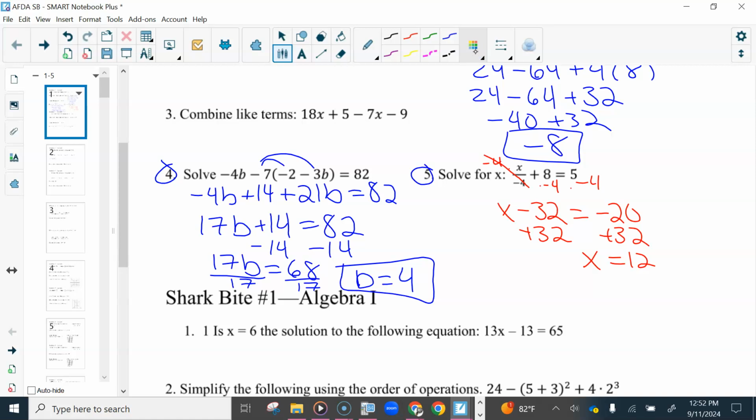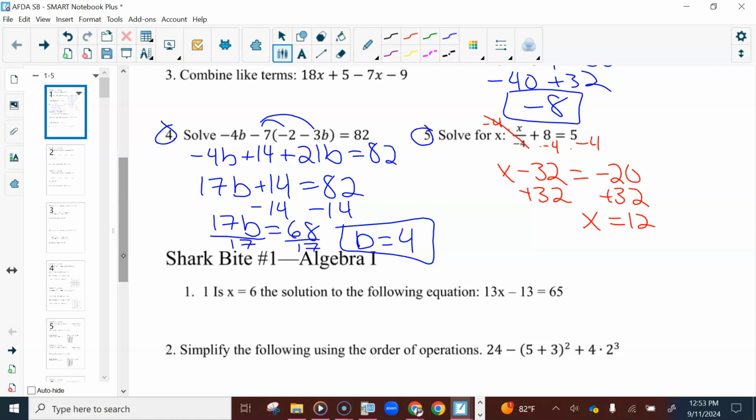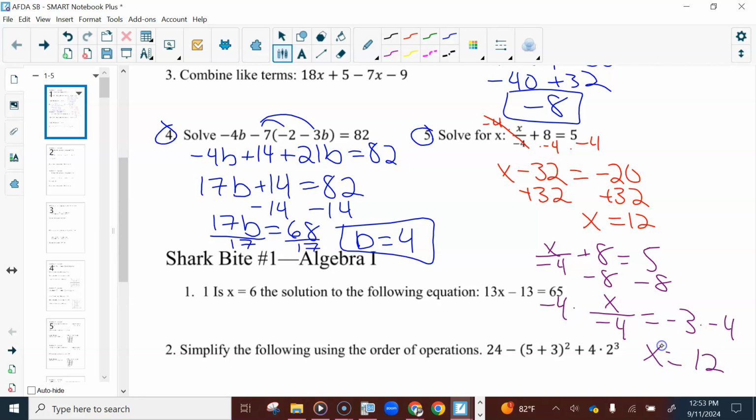I'm going to also do this as if, let's say you got rid of the 8 first. You don't have to write this next part, but you can if you want. So if you got rid of the 8 first, you would be subtracting. And then you would multiply the -4 on both sides. You would get the same answer either way. It does not matter. Questions on that?